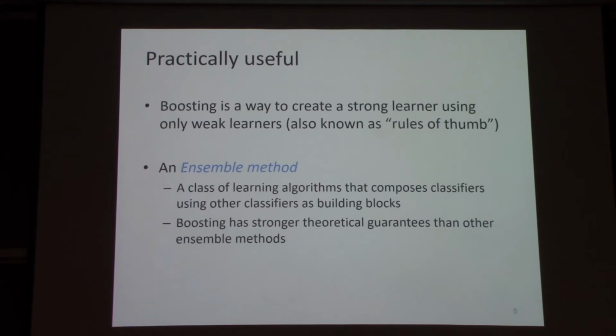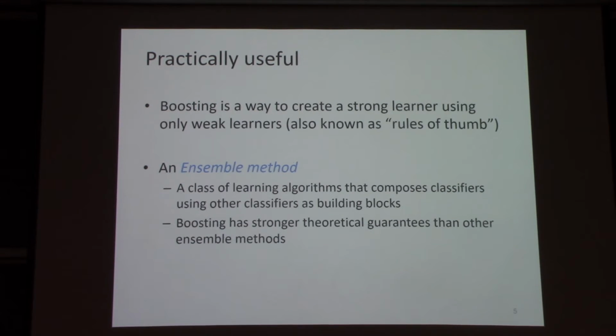So let's set this up. Suppose you have a collection of rules of thumb, a collection of weak learners, not weak classifiers. Given a way of generating these kinds of rules of thumb, boosting is a way to create a classifier that is actually a strong one, and I'll define weak and strong more formally, using this ensemble.